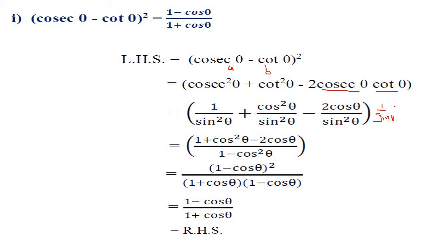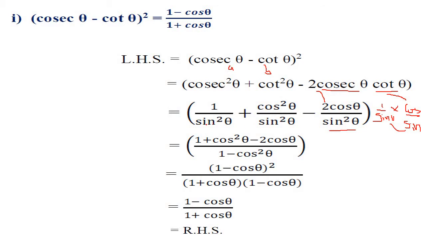Next, into cot theta, which can be written as cos theta divided by sin theta. Multiplying sin and sin, we get sin square theta, and 1 into cos theta is cos theta. So the 2 stays as it is. Cosecant theta is 1 by sin theta and cot theta is cos theta by sin theta: sin theta into sin theta is sin square theta, and 1 into cos theta is cos theta.